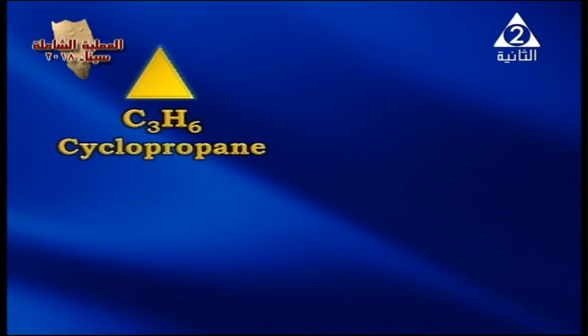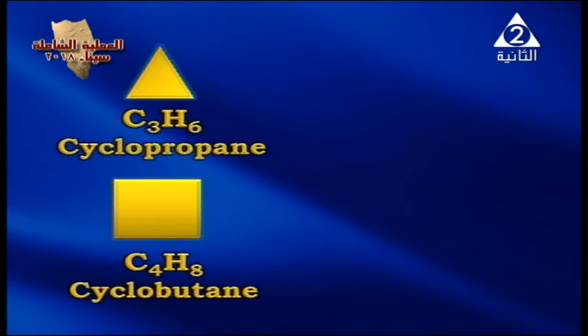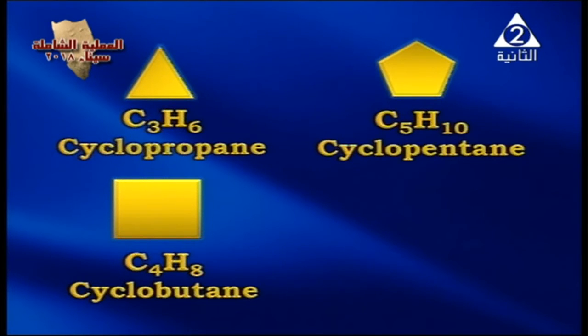As shown on the screen, this molecule contains 3 carbon atoms, so we call it cyclopropane, its IUPAC name. Another molecule here, as shown on the screen, contains 4 carbon atoms at the corners, so its IUPAC name will be cyclobutane. Another example contains 5 carbon atoms and general formula CnH2n, so C5H10.